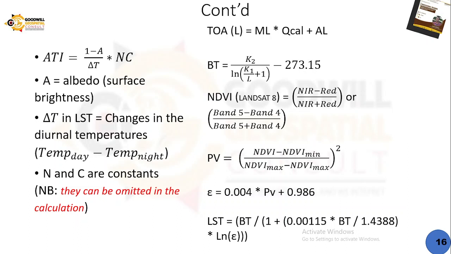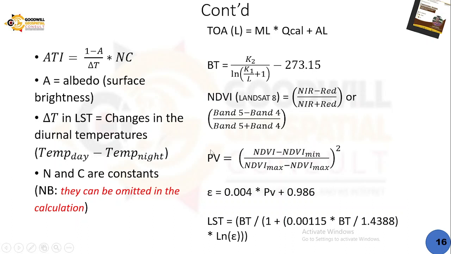So for that, in Landsat 8, we use the near infrared band minus the red band over the near infrared band plus the red band. For Landsat 8, the near infrared band is band 5 and the red band is band 4. So this is the equation: band 5 minus band 4 over band 5 plus band 4.